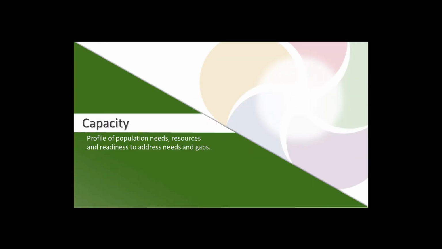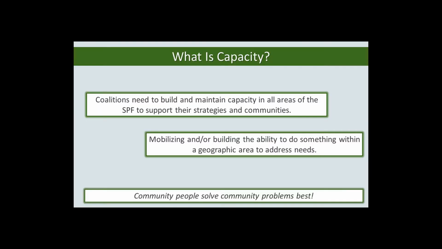Capacity is the profile of the population's needs, resources, and readiness to address needs and gaps. What is capacity? Capacity includes several resources, such as the knowledge and skills of the coalition members, relationships across groups or individuals working together on the strategic plan or activities, organizational skills, legal support, money, the reputation of the coalition in the community, and enthusiasm. The more each of these contribute to the coalition's efforts, the stronger the outcomes of the coalition's strategic plan.